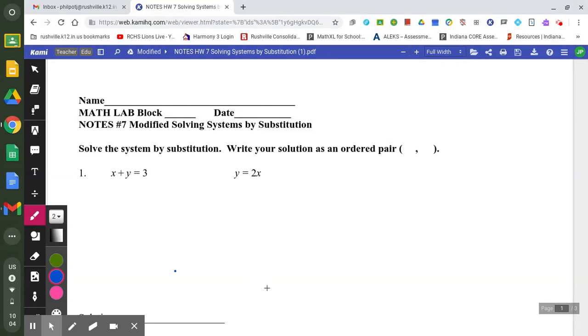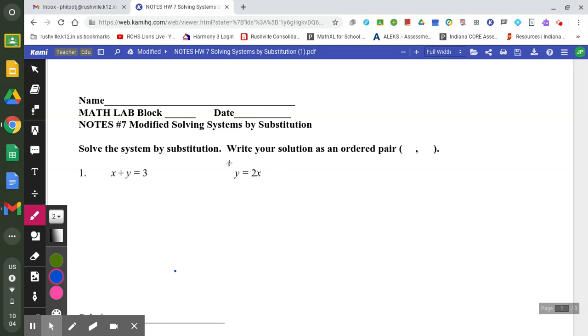So homework 7 is solving systems of equations by using the method substitution. So when you get your first problem on Math Excel, you are going to have two equations. Make sure you write them side by side. And when we solve using substitution, we want to have one of our equations to be y by itself on one side of the equal sign or x by itself on one side of the equal sign.